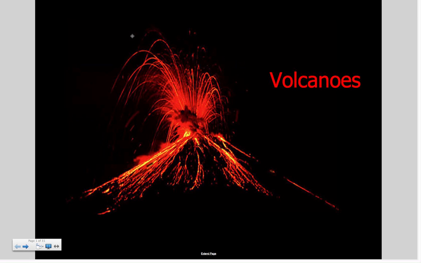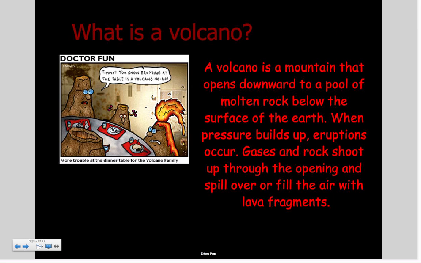Quakes and volcanoes. Starting with volcanoes. What is it? Who knows? Hopefully you know that it kind of looks like a mountain, and it actually has an opening at the top part. And it opens downward to a pool of molten rock, which most of us call magma and lava.